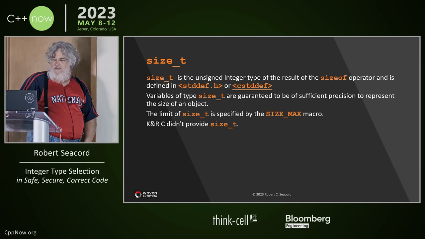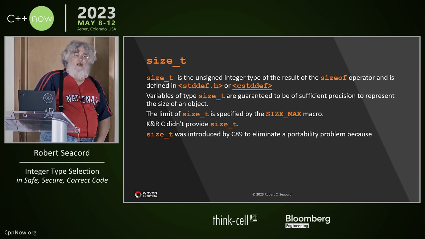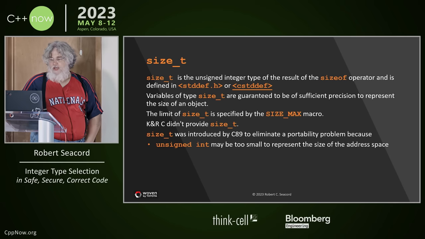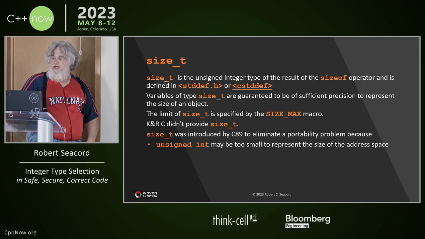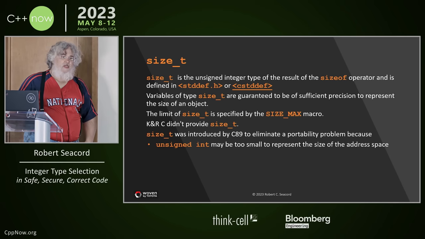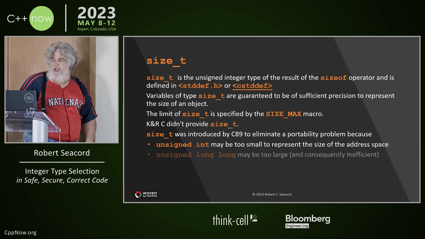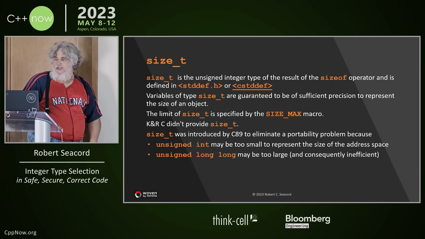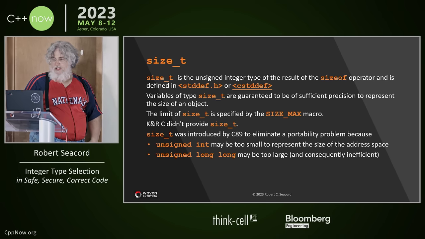It was part of C89. And it was introduced in C89 to eliminate a portability problem, because unsigned int might be too small to represent, say, a 64-bit address space, and unsigned long might be too large and consequently inefficient to represent a size on a 32-bit address space.